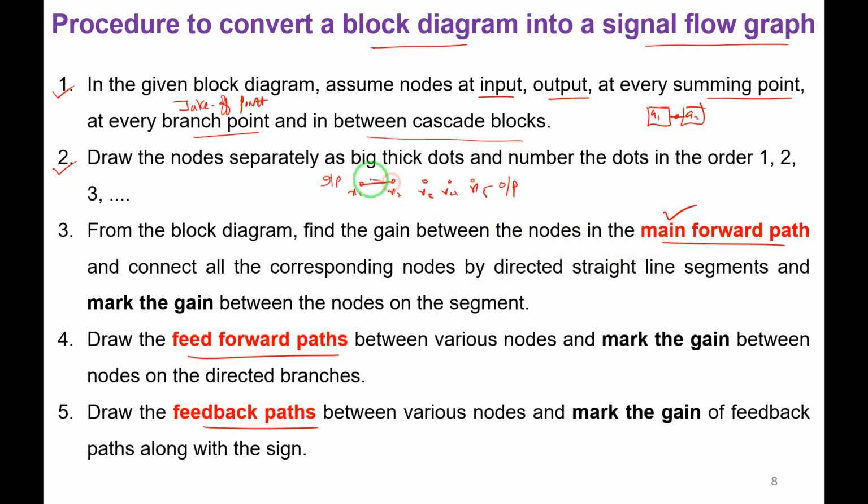This is the main forward path. So join it like this and mention the gain here. If the gains are A1, A2, A3, write the gains there. Then concentrate on the feed forward path.